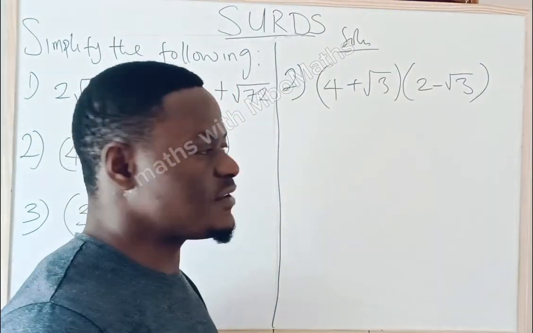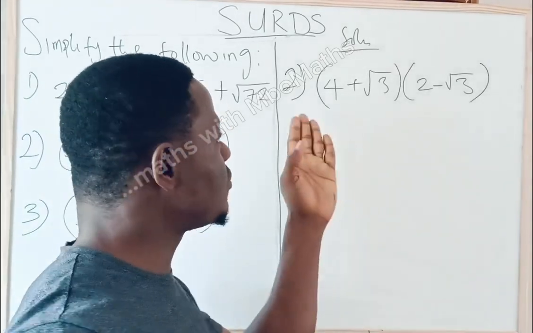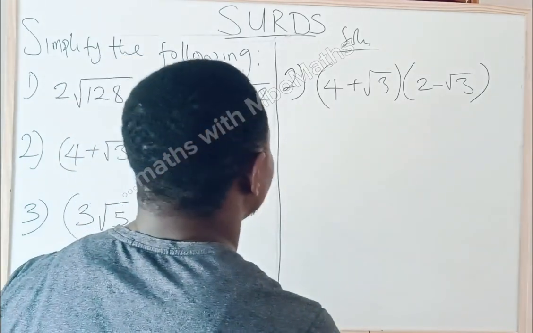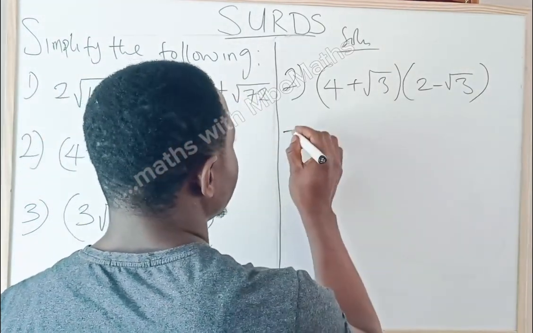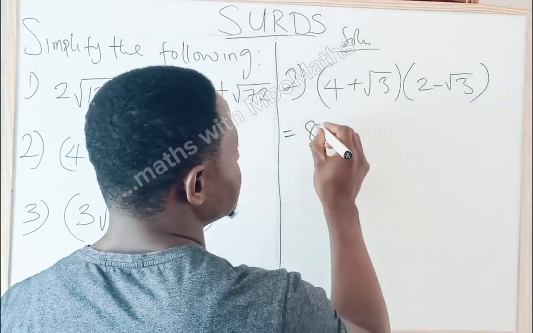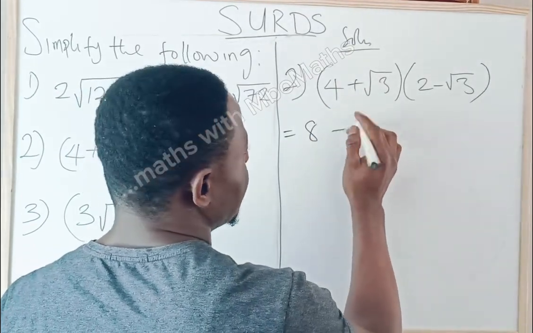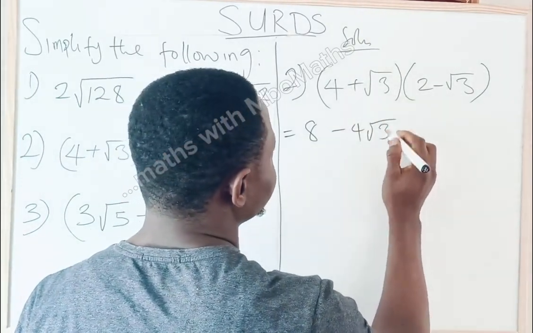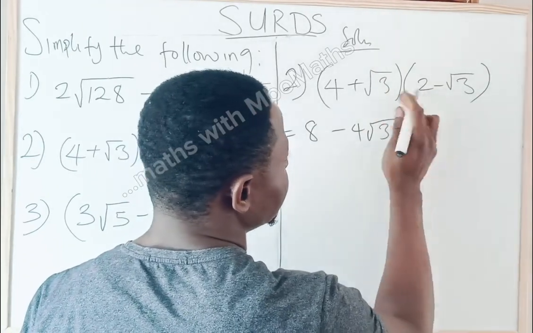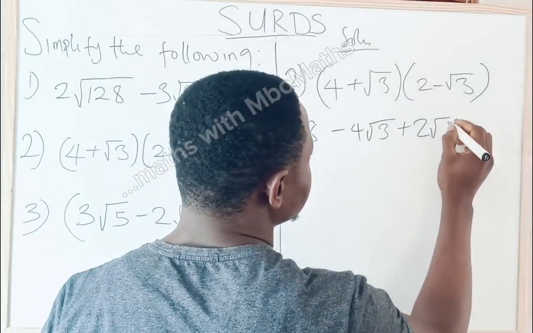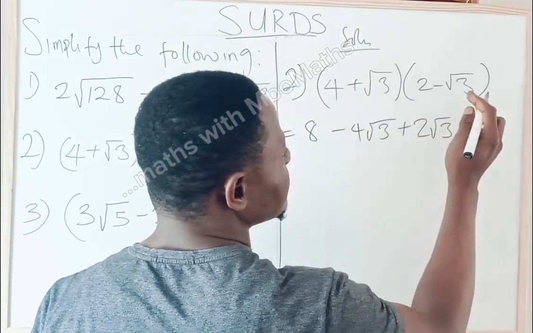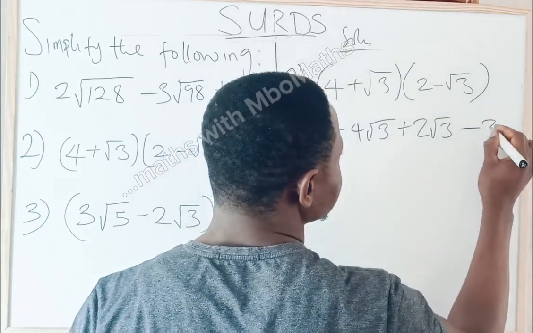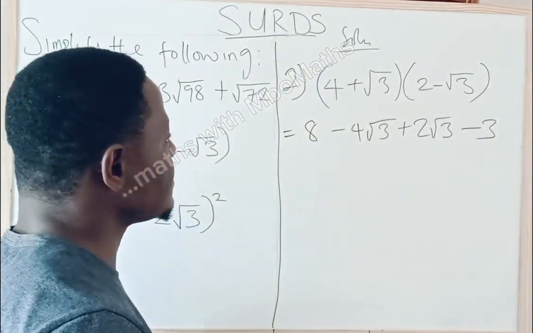On the second one, number 2 says we should simplify this. The same way, the only thing we're going to do here is open this bracket and deal with it, as simple as that. So if you follow me, let's go. What we have here now will be 4 times 2, which is 8, minus 4 times root 3, which gives us 4 root 3, then plus 3 times 2, which gives us 2 root 3. Then the last, 3 times root 3, the root will cancel, so you have minus 3.